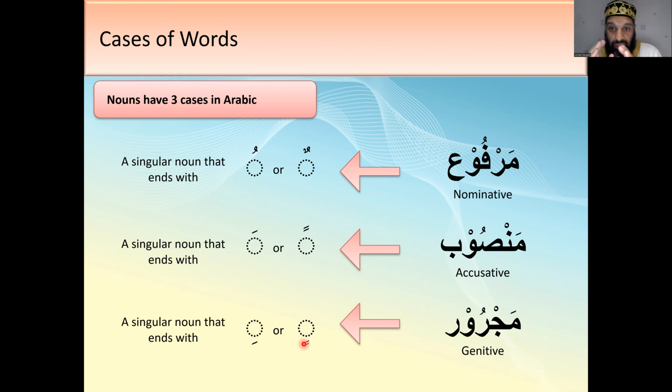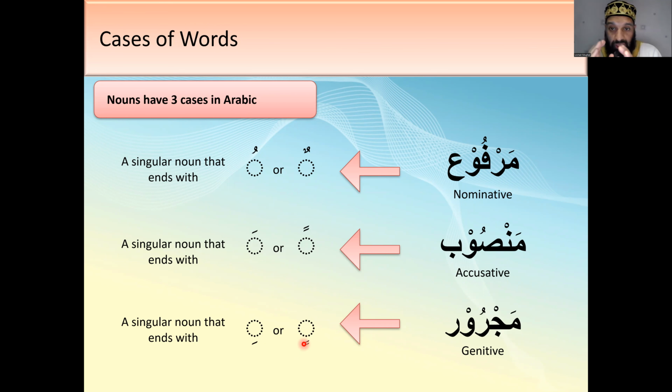Ayatun, ayatani, ayatun. Rajulun, rajulani, rijalun. These are just examples, right? So we talked about there's a separate word for dual, there's a separate word for plural. And then we'll do the table, inshallah, later, but we also talked about this one. In Arabic, you have three types of plural.